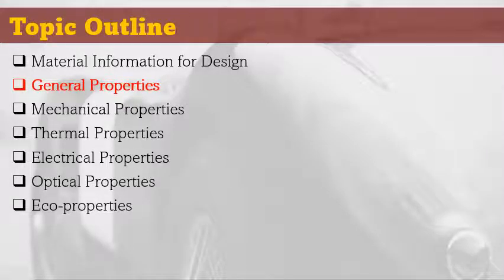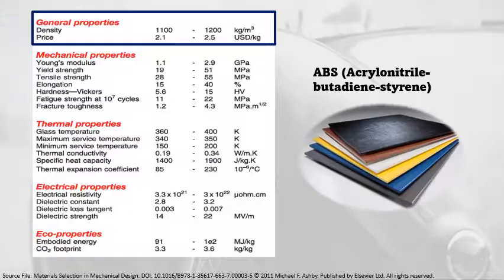In order to answer that question, it is important to discuss the different properties of engineering material beginning with the general properties. The general properties of the material, say for example for ABS, include its density and the price.